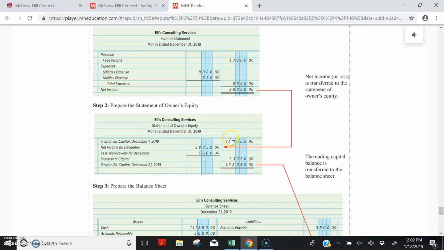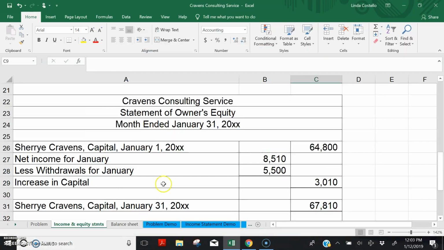And if you take the beginning capital plus the increase in capital, you'll calculate Sherry Craven's capital balance as of January 31st, 20XX. So please pause this video and prepare a statement of owner's equity on lined paper. How did you do? Did you have a 3-line heading that read Craven's Consulting Service, Statement of Owner's Equity, month ended January 31st, 20XX?